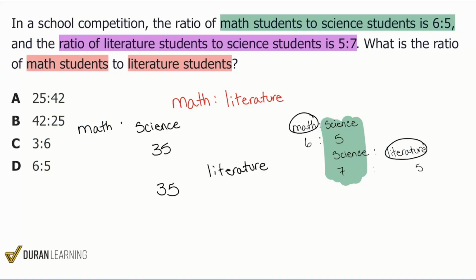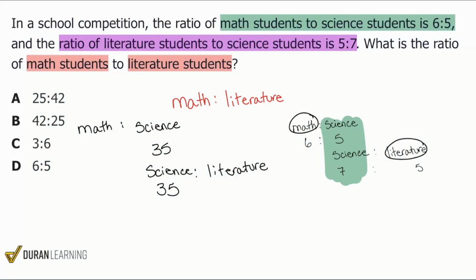Perfect. So here's all I want to ask myself. For this top one here, what do I multiply 5 by to get to 35, everybody? What do I multiply 5 by to get 35? 7. Let's confirm that real quick. 5 times 7, 35. Yes, that is correct.